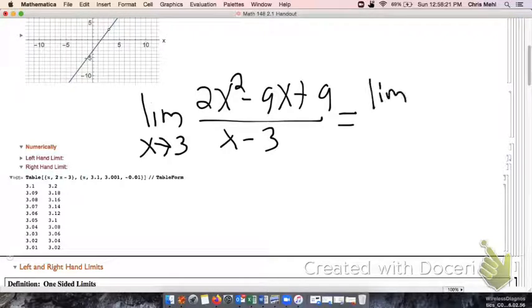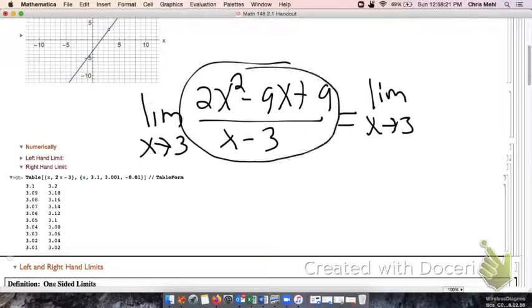We're going to see here in just a second that since I'm approaching 3, but I'm never getting there, this expression can never be defined at 3. So when I say x is approaching 3, I mean it's getting close, but never quite getting there. Since x is never going to be 3, I can simplify the function I'm finding the limit of. That does simplify to 2x minus 3 as long as x is not equal to 3.